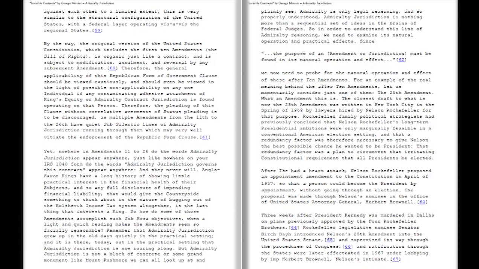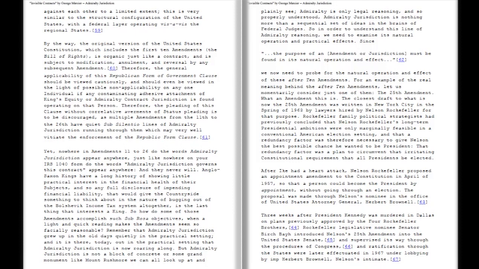For an example of the real meaning behind the after 10 amendments, let us momentarily consider just one of them, the 25th Amendment. What an amendment this is! The closest draft to what is now the 25th Amendment was written in New York City in the spring of 1963 by lawyers hired by Nelson Rockefeller for that purpose.